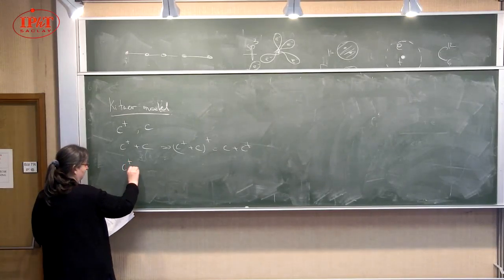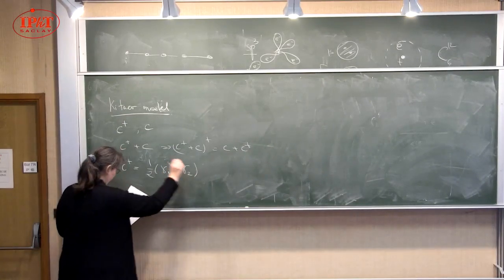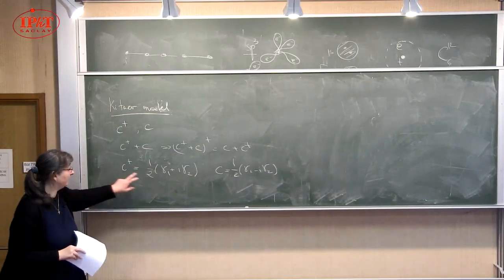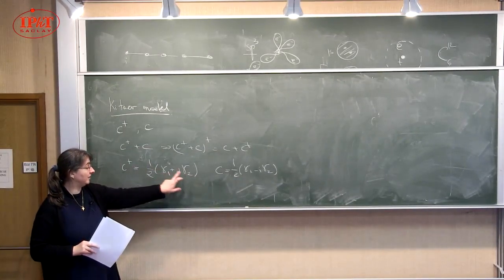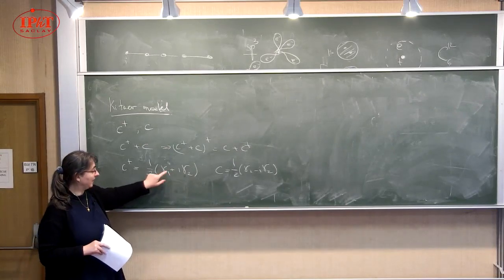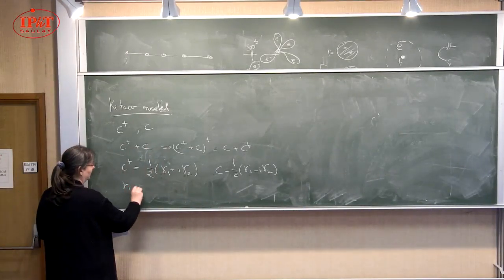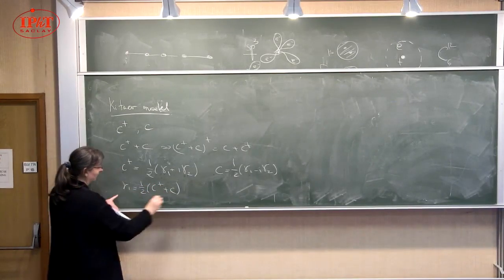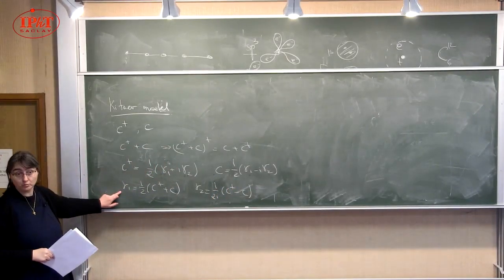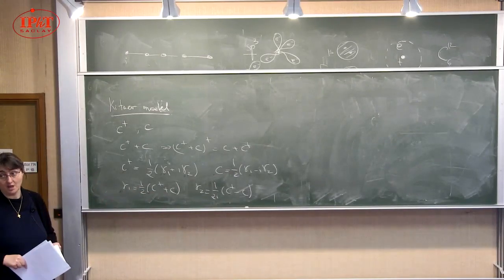And we are going to write C dagger and C as a superposition of a real part and an imaginary part, so a superposition of two real operators, which are the Majoranas. So I'm going to write C dagger as a superposition of gamma 1 plus i gamma 2, and C as a combination of gamma 1 minus i gamma 2. And indeed, if I take the Hermitian conjugate of gamma 1 and gamma 2, I'm going to get the same thing. So these are going to be my Majorana states.